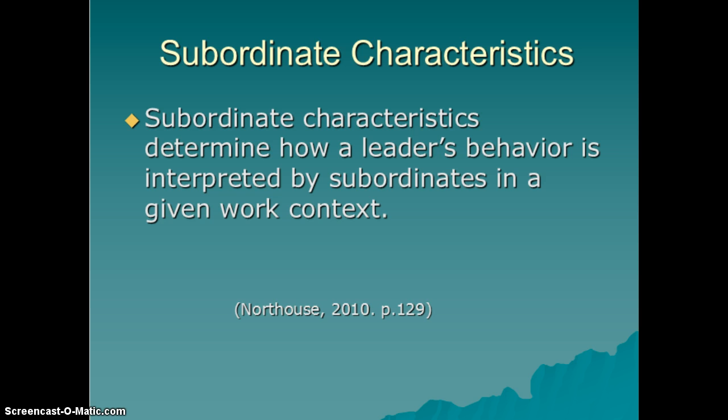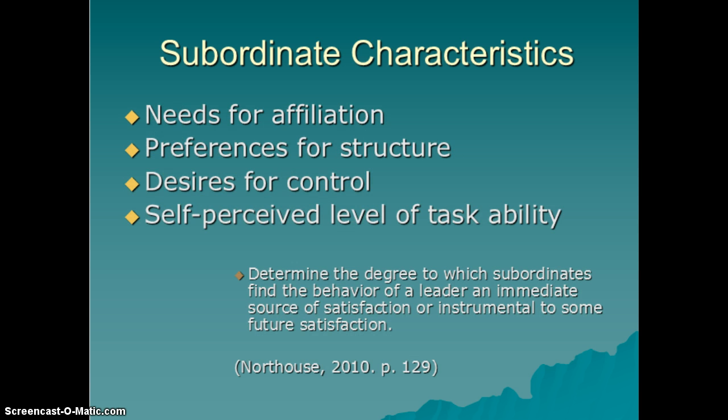Subordinate characteristics. Subordinate characteristics determine how a leader's behavior is interpreted by subordinates in a given work context. Subordinate characteristics are broken into four categories: subordinates who have a need for affiliation, subordinates who have preferences for structure, subordinates who have the desire for control, and subordinates who have the self-perceived level of task ability.